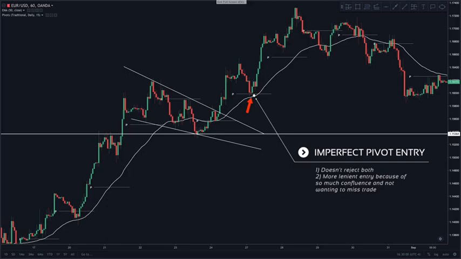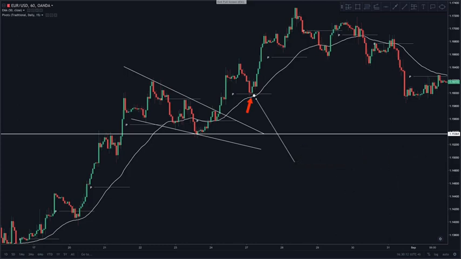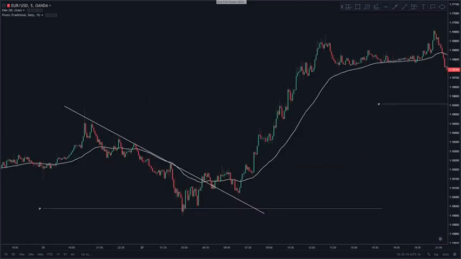Now, to confirm that this pullback is over, we jump to the 5-minute time frame to look for a breakout. Here in the 5-minute time frame, we have a break of trend line and price starts breaking above the 50 EMA and making higher highs and higher lows, showing that the selling pullback is losing steam, and this is how we entered.